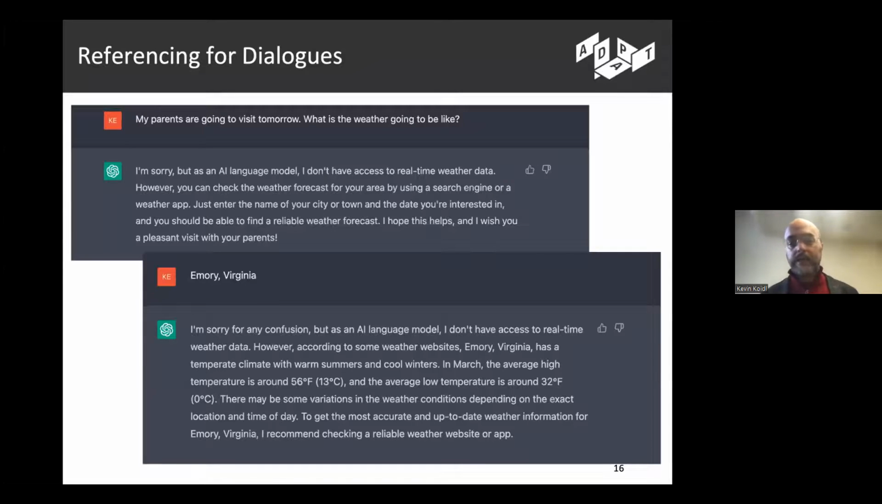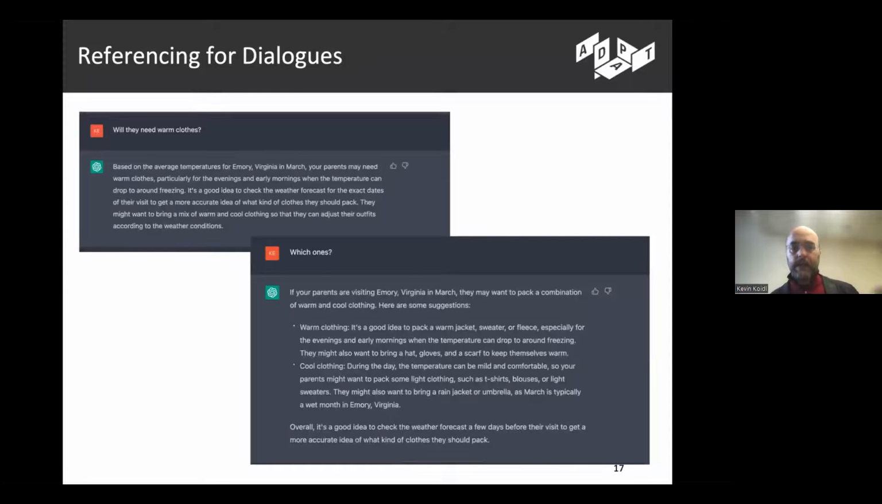So it kind of has this kind of information. I don't know how up to date it is. So it just says in March. So it doesn't give me an up-to-date output, but that's beside the point here. The interesting point is on the next slide, where I then continue the dialogue, and I say, okay, will they need warm clothes? And then the dialogue remembers.